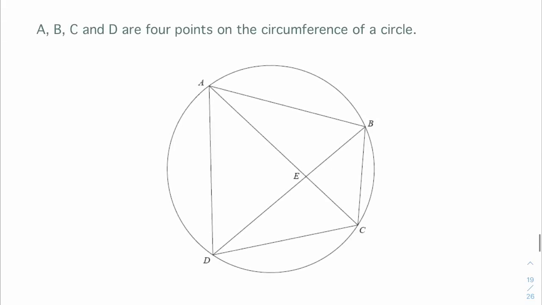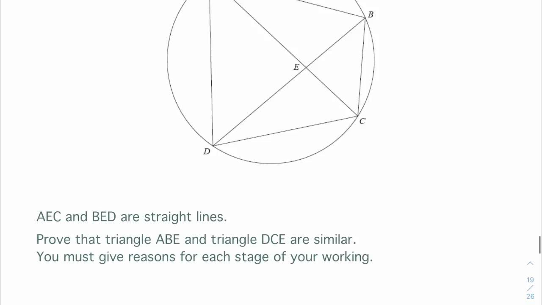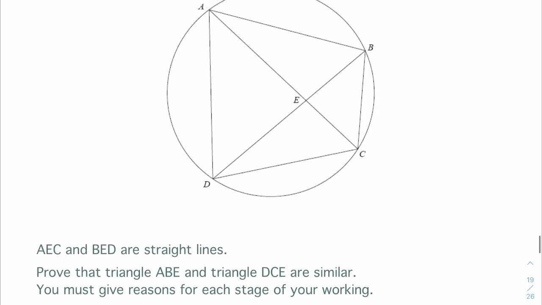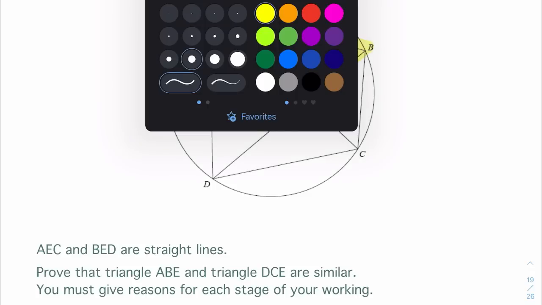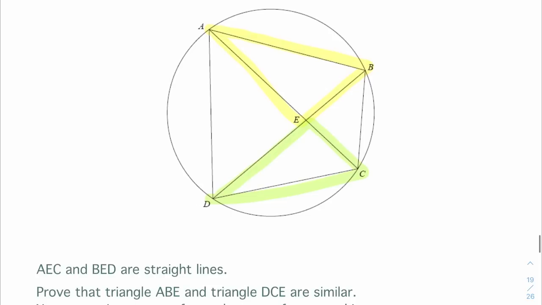Okay, question 20. So it says A, B, C and D are 4 points on the circumference of a circle. It says AEC and BED are straight lines. Where are they? So AEC, this one here, and BED, this one here. There we go, they're straight lines, that's fine, we'll assume that. So prove that triangles ABE, so this triangle here, and the triangle DCE, prove that they are similar. You must give a reason for each stage of your working.